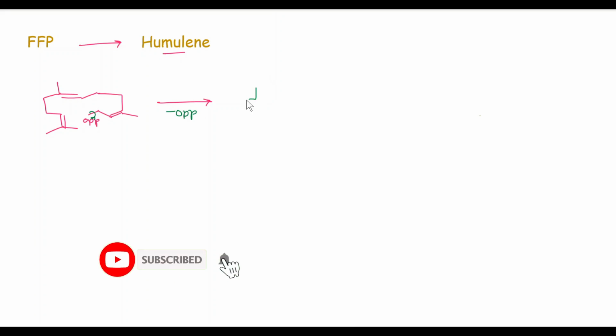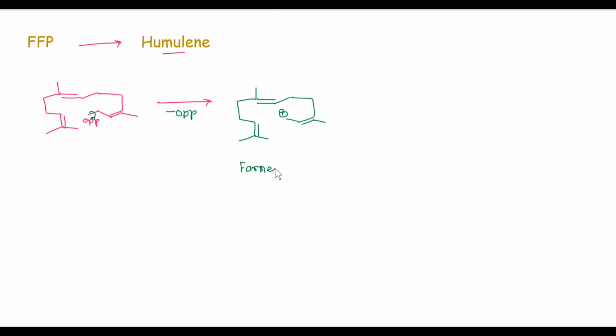Next, we will see the biogenesis of humulene from FPP. First, the structure of FPP. Here is OPP. From FPP, in the first step, loss of OPP takes place and we get this cation, and this cation is called the farnesyl cation.